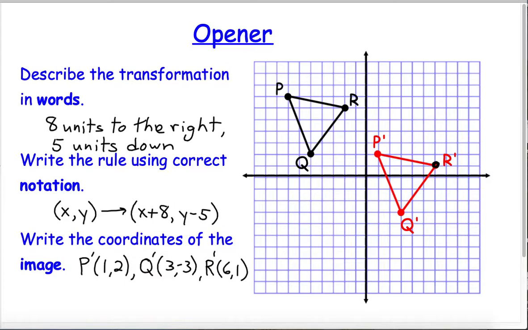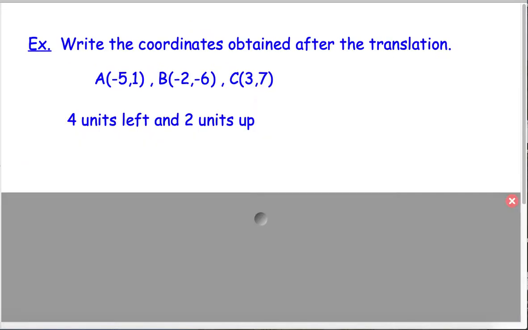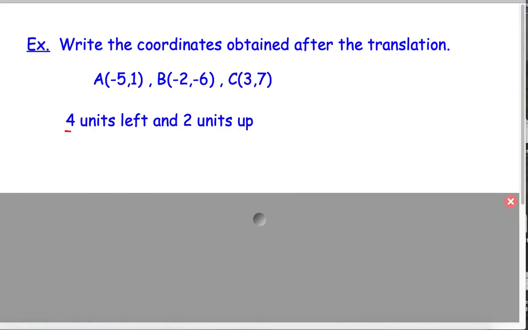Hopefully you did well. All right, so it's a short lesson today because we're just going to continue what we've learned about translations. So write the coordinates obtained after the translation. So we have the points A, B, and C. And then what we want to do is take each of those and move it 4 units to the left and then 2 units up. So you could draw a graph, and you could do this on a graph, but it's going to take you some time. You really don't need to do that.